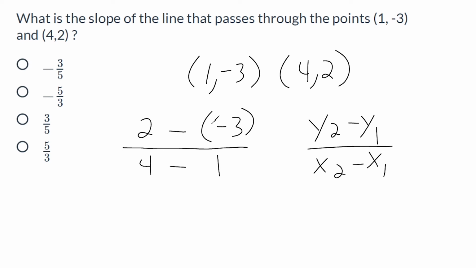So for the numerator, we have 2 minus negative 3. Now remember, when subtracting a negative, we have to take these signs and make them positive. So that gives us 5 for the numerator. And for the bottom, we have 4 minus 1, which is 3. So the slope of a line passing through these two points is positive 5/3. All right, let's go to the next problem.